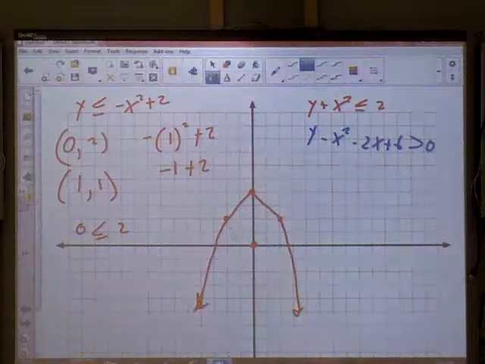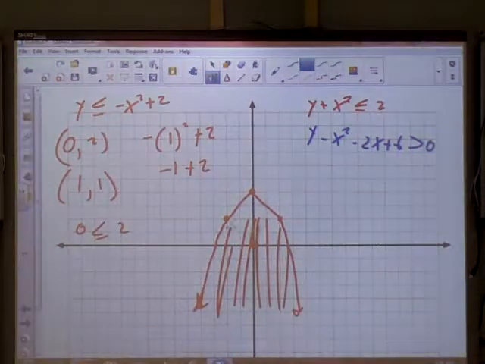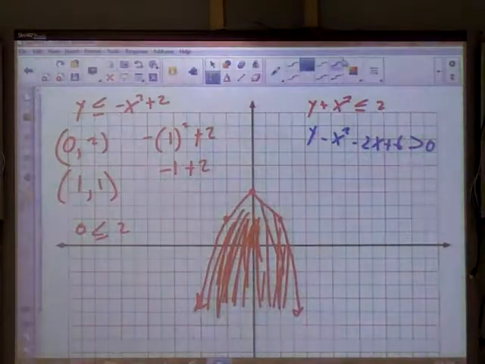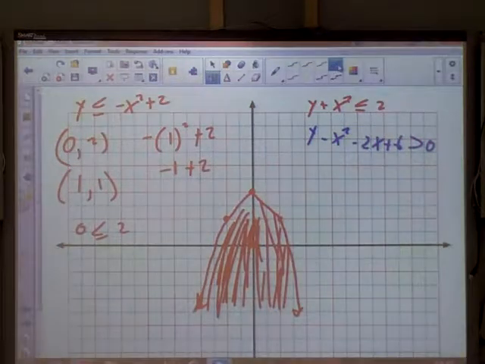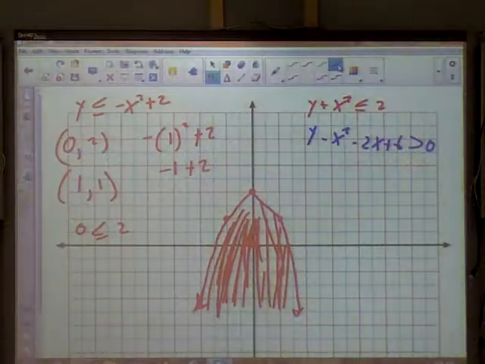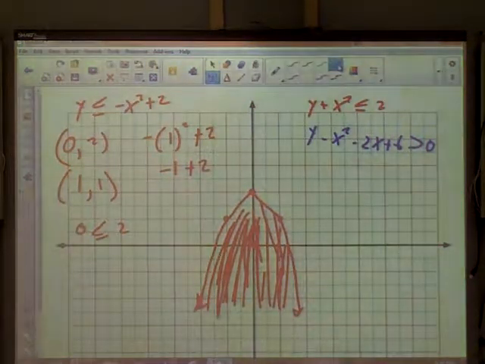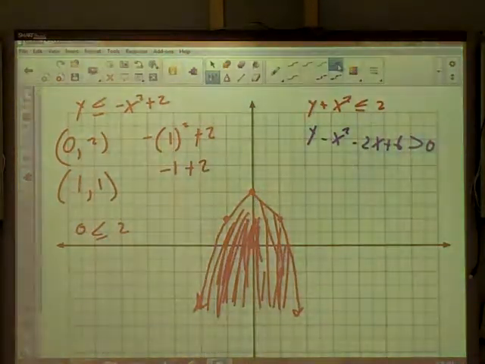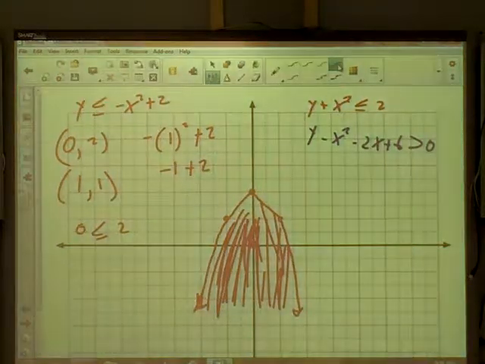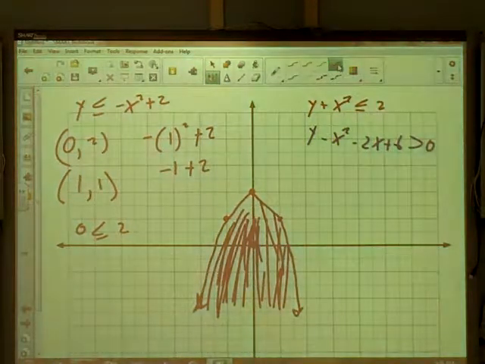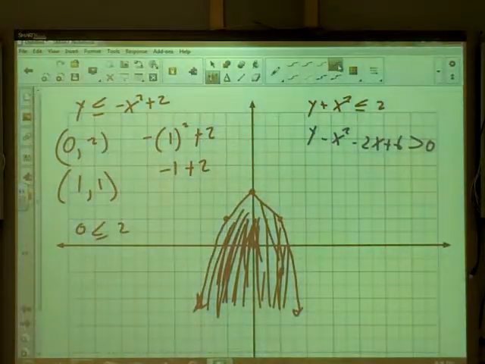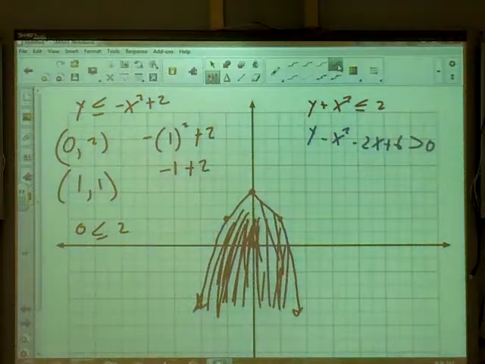All right, my test point made it true, so I'm shading in there. All right, on the blue one. See the way I did it on my paper. I could move the y over, that'd be less stuff to move over, but I don't like that. When I'm doing inequalities, I like the y to be on the left side. So I'm going to just move all this junk over.